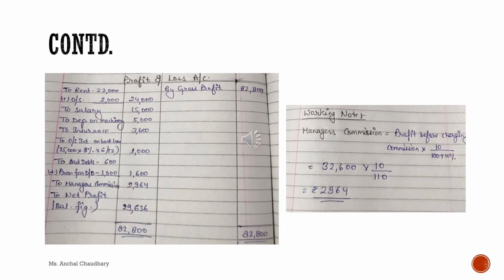Then the remaining amount. If you can see on the right side, I have made a working note. The working note is for the manager's commission. As I told you before, this is the formula, and this is how I have calculated the manager's commission. After calculating the manager's commission, I get the balancing figure as my net profit amount.